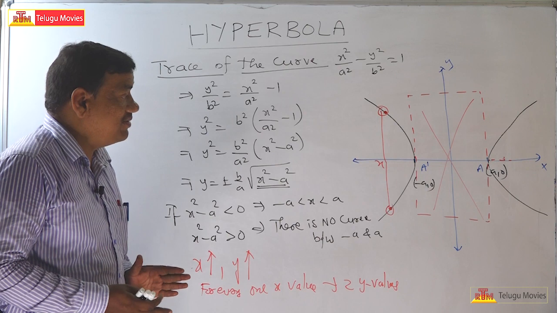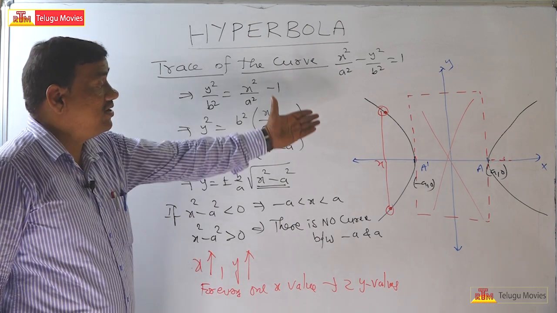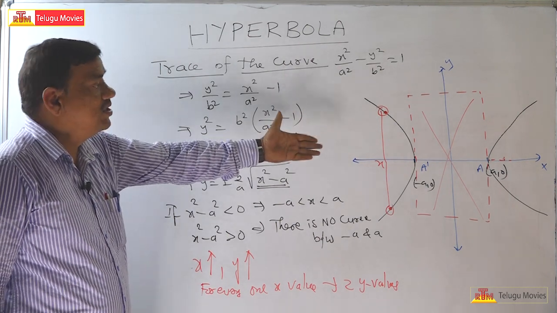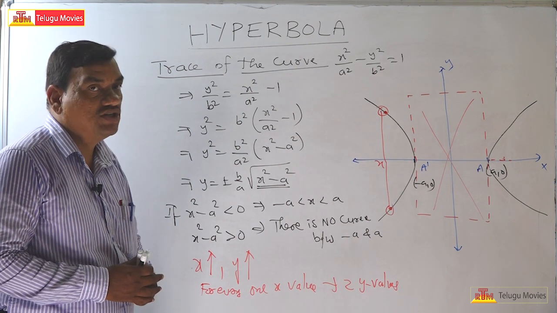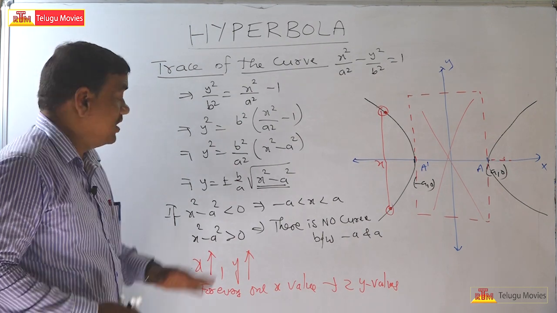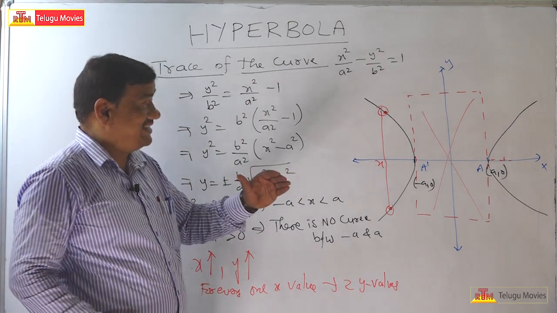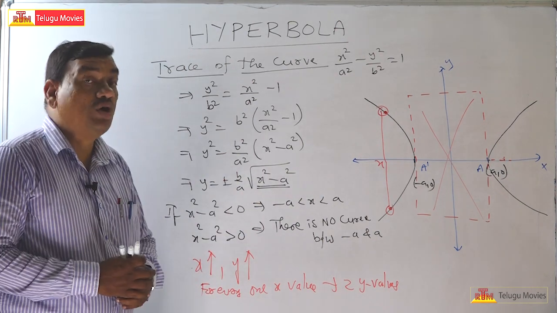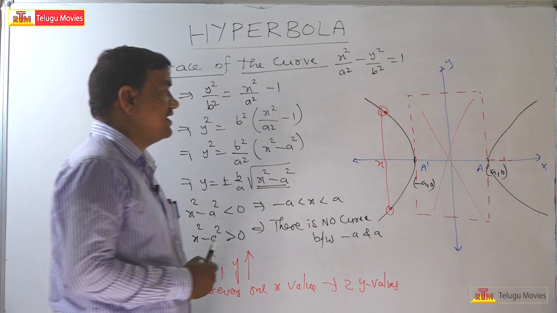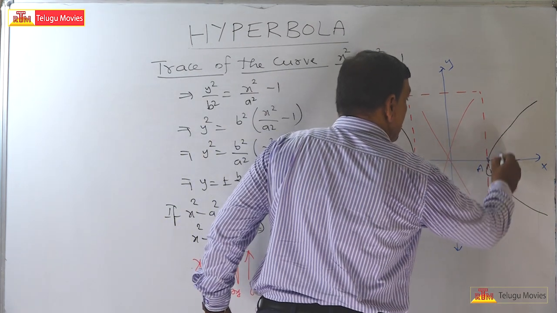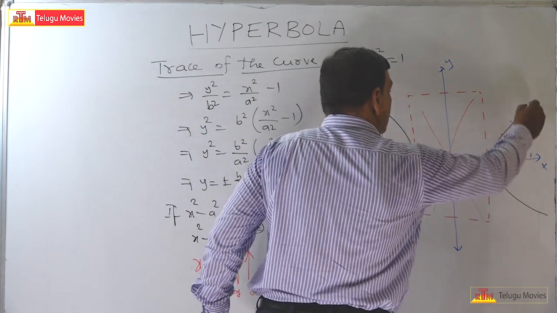And it does not lie between a and a dash. Then what will be the shape? So definitely that will be the shape of the curve. Okay now, right? So as x increases, y also increases. As x decreases, y also decreases. So if the x value is increasing, according to that, the y value is also increasing.